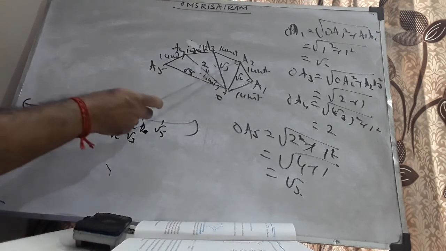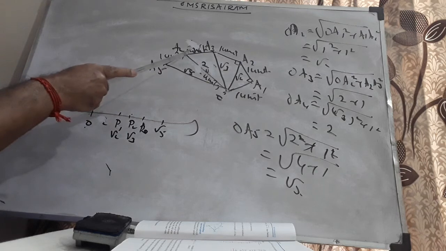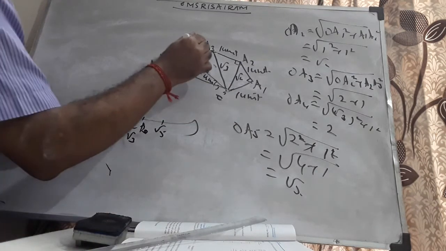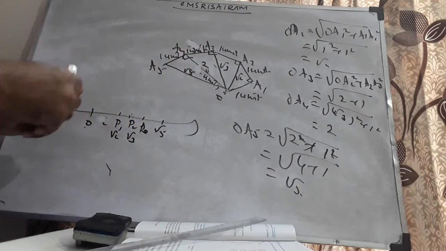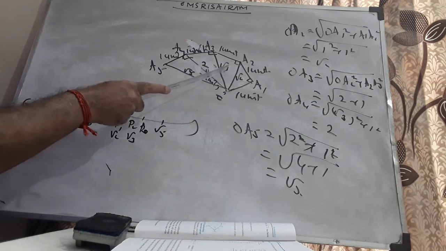Towards my right I am marking. Therefore, this will be root 3. Then draw A3A4 of 1 unit perpendicular to this. Everywhere it should be perpendicular, otherwise it won't be meaningful. Then after drawing OA4, applying Pythagoras theorem, root of root 3 whole square plus 1 square.